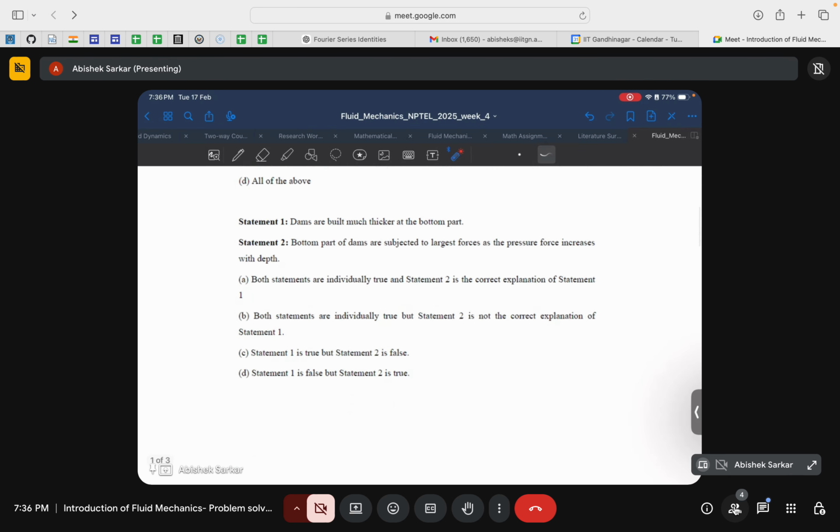So question 2 is: dams are built much thicker at the bottom part. Bottom parts of dams are subject to large forces as the pressure forces increase with depth. These are two statements. The options are: both statements are individually true, and statement 2 is the correct explanation of statement 1; both statements are individually true, but statement 2 is not the correct explanation of statement 1; statement 1 is true, statement 2 is false; statement 1 is false, statement 2 is true. So which is the correct option?